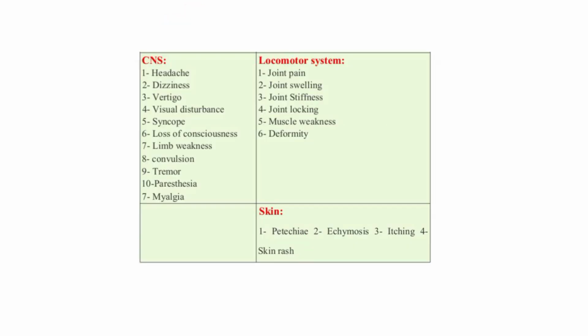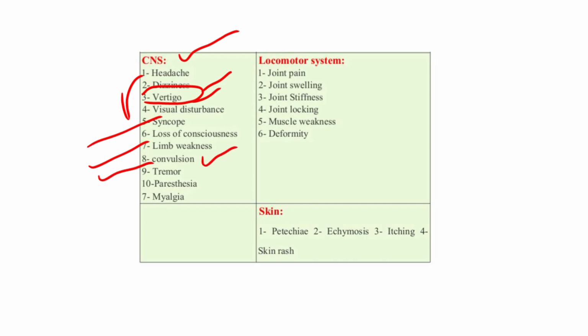Next we have the central nervous system. In the central nervous system we ask for headache, dizziness, vertigo, visual disturbance. Vertigo means dizziness; syncope is when there is loss of consciousness. These are all the related terms. Limb weakness, convulsions, tremors, any kind of abnormal movement, paresthesia, and myalgia.